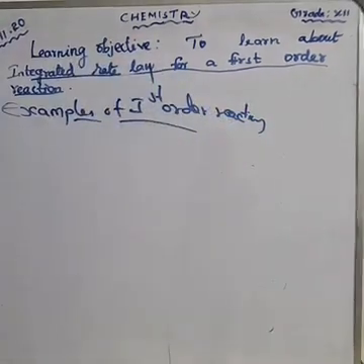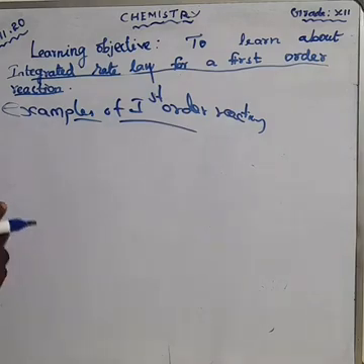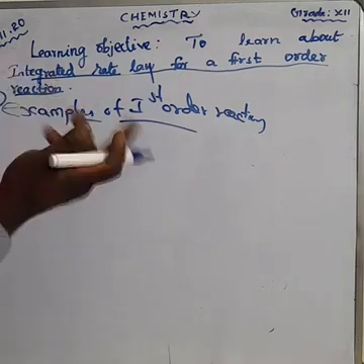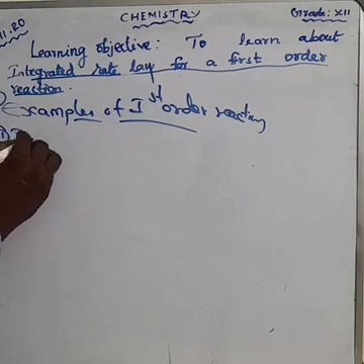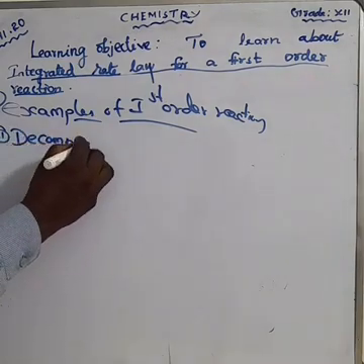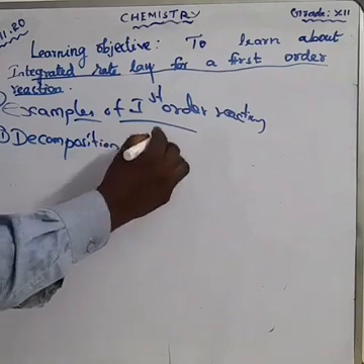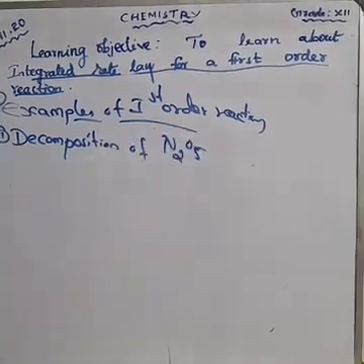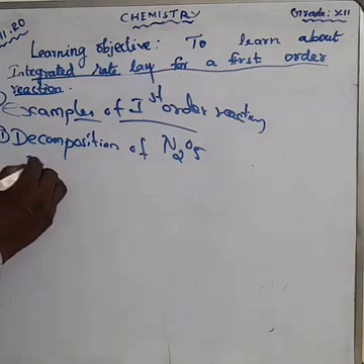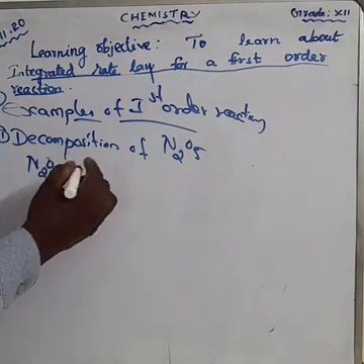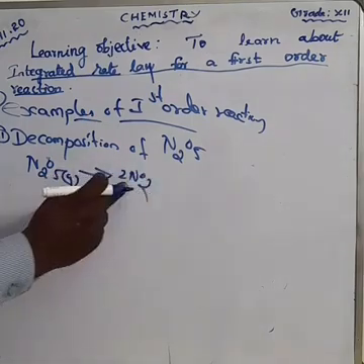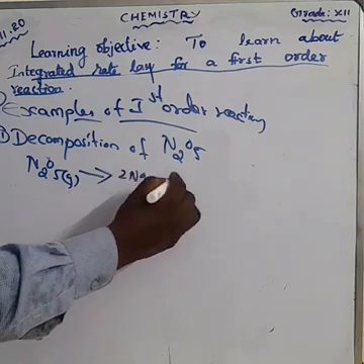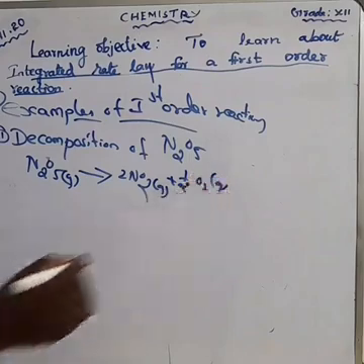We can say the decomposition of dinitrogen pentoxide, a very important question, very important for the 3-mark questions, and maybe asked as a 2-mark question. The first one is the decomposition of dinitrogen pentoxide. If we write the equation, N2O5 in gaseous state gives 2 NO2 gas plus half O2 gas. This is the first equation.